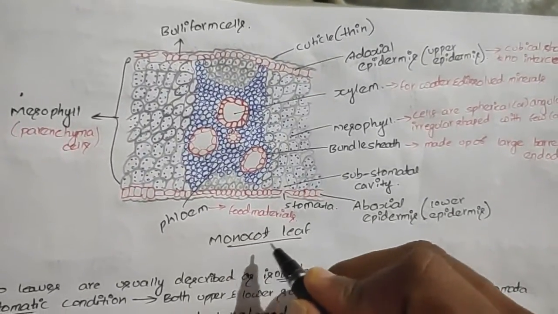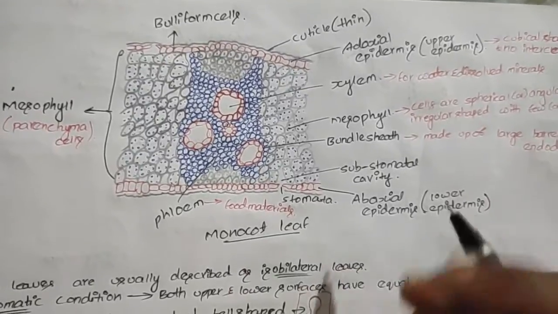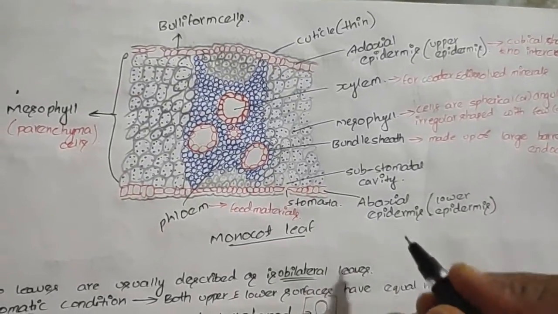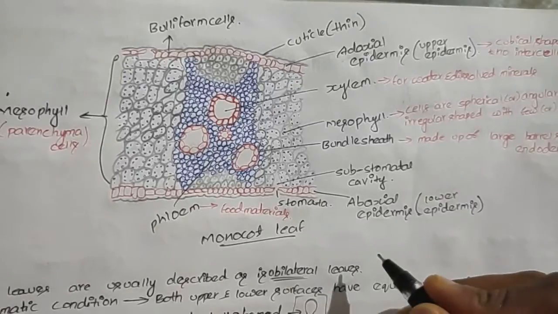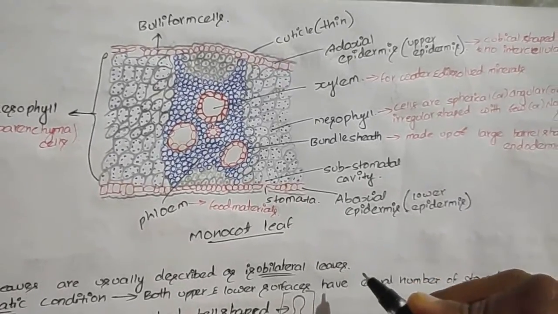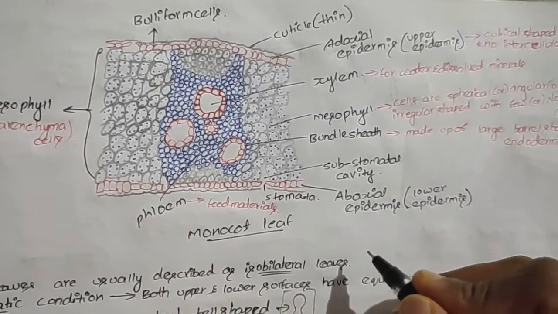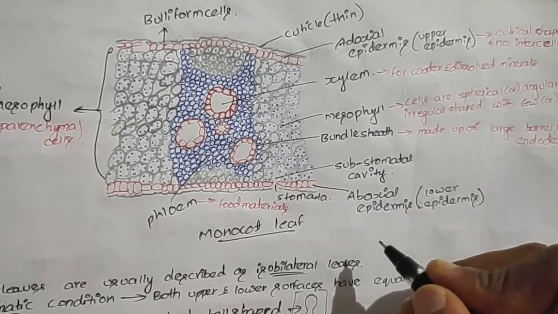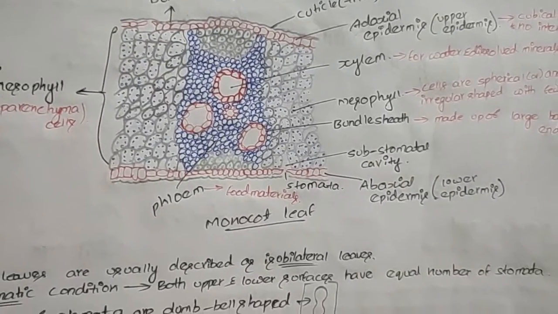In the case of monocotyledon leaves, the vascular bundles are conjoint, collateral and closed. Closed means that cambium is absent in between the phloem and xylem. Because of no cambium, secondary growth in monocotyledon leaves is completely absent.